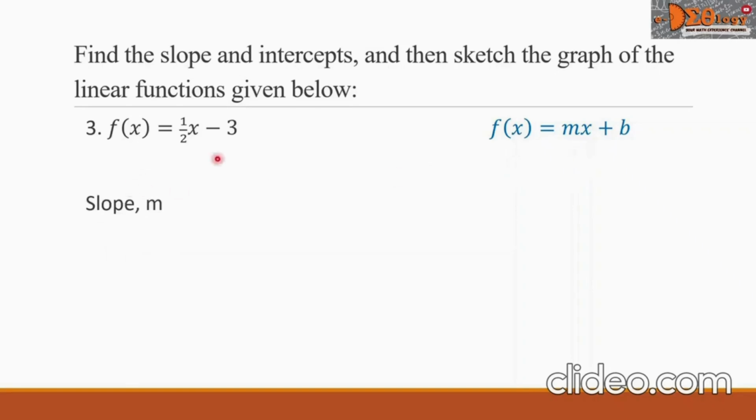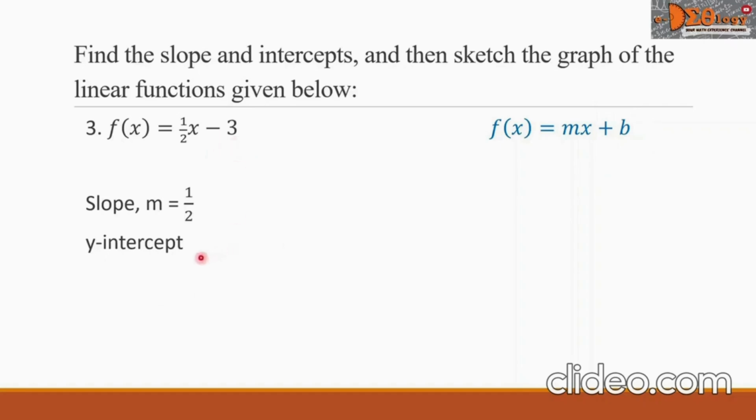For this equation, the coefficient of x here is 1/2. That is the m. So we write here 1/2. Now, let's begin with finding the y-intercept. The b here is the y-intercept. The value is negative 3.